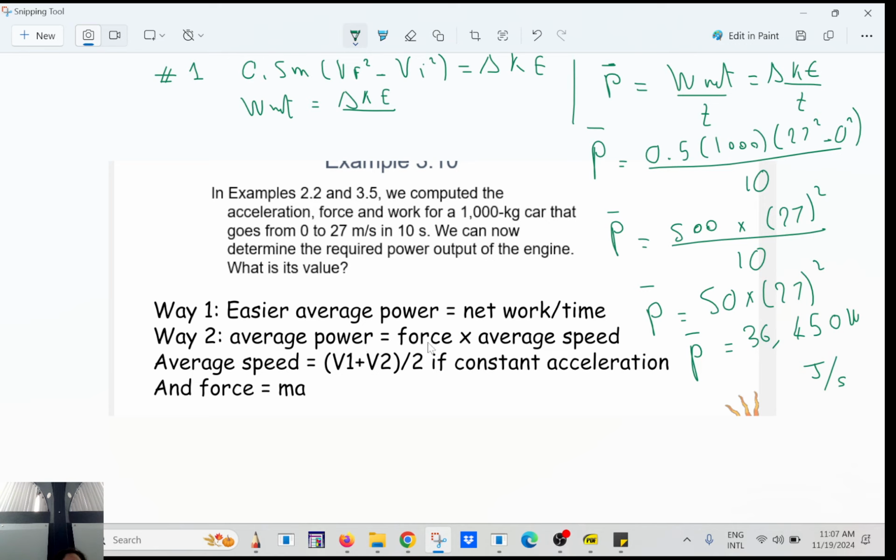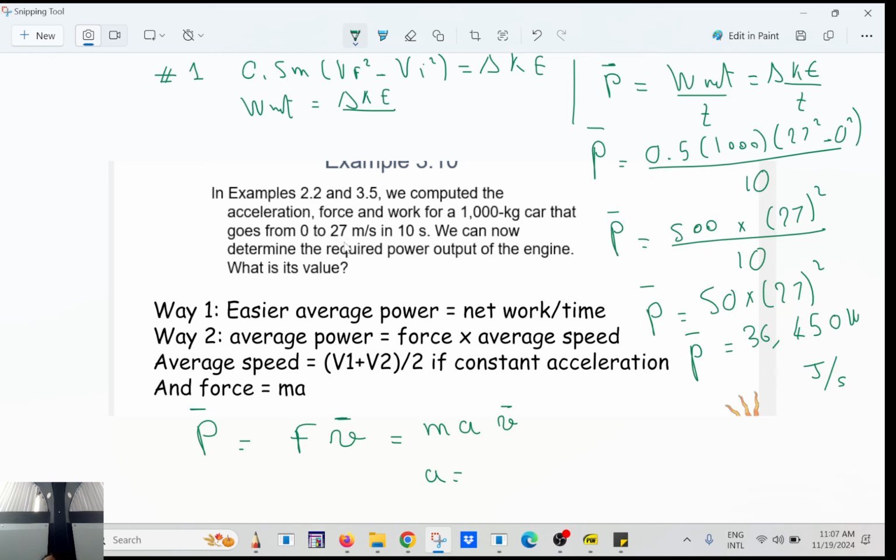Okay. So way number 2, you can also say that will be the power. That's a different notation. It's the same. It will be the power times the average speed. And how can I find the force, the net force? F equals ma. Okay, ma times the average speed. And what is the acceleration?